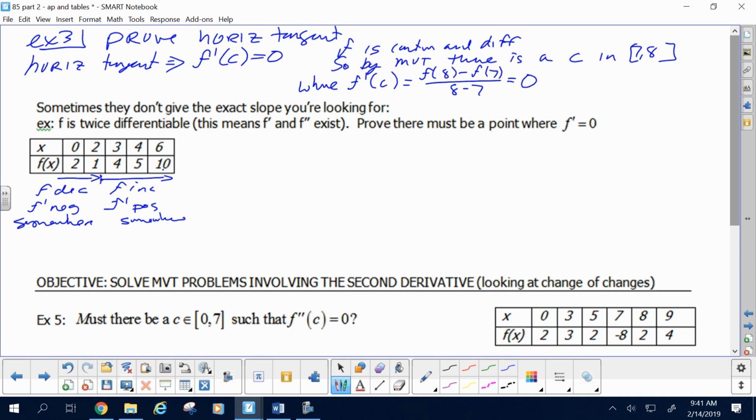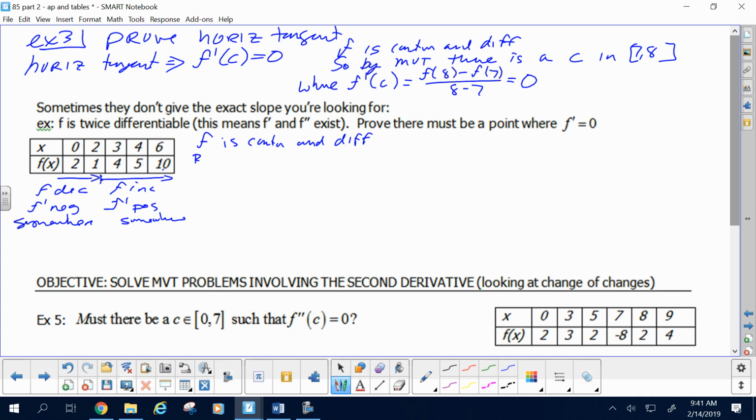IVT. So this actually is a problem of 2 layers. There's an MVT layer and an IVT layer. And that one is the one that separates the good from the great. So we're going to be great. So this is going to go something like this. Let's start by finding a point here by MVT and this point by MVT, and then we'll do the IVT. So it goes a little something like this. F is continuous and differentiable.